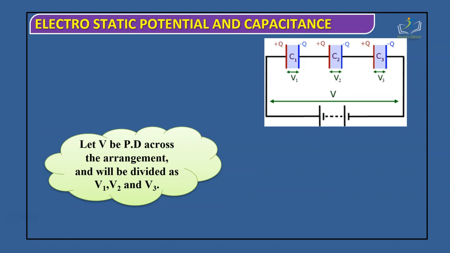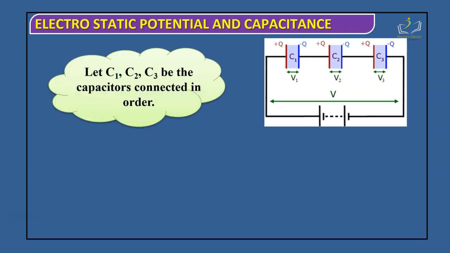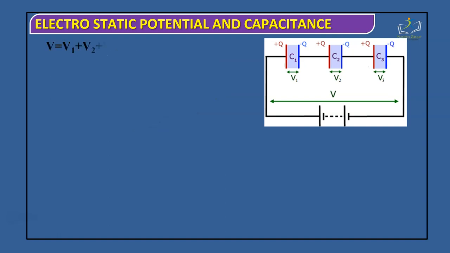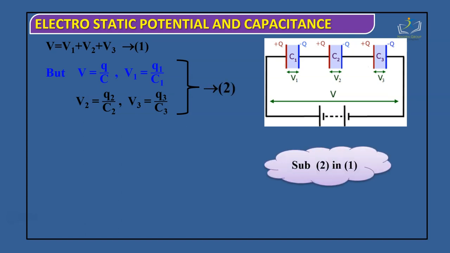Let V be the potential difference across the arrangement, and we will divide it as V1 plus V2 plus V3. Let the capacitances of the capacitors be C1, C2 and C3. So the net potential will be V equals V1 plus V2 plus V3. This is equation 1. But we know V is equal to Q by C, so V1 is equal to Q1 by C1, V2 is equal to Q2 by C2 and V3 is equal to Q3 by C3. I am assuming this as equation 2.